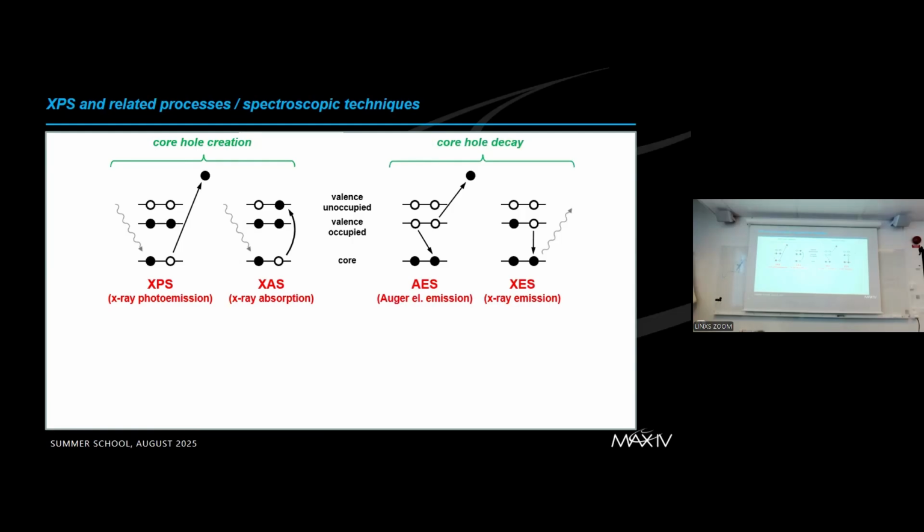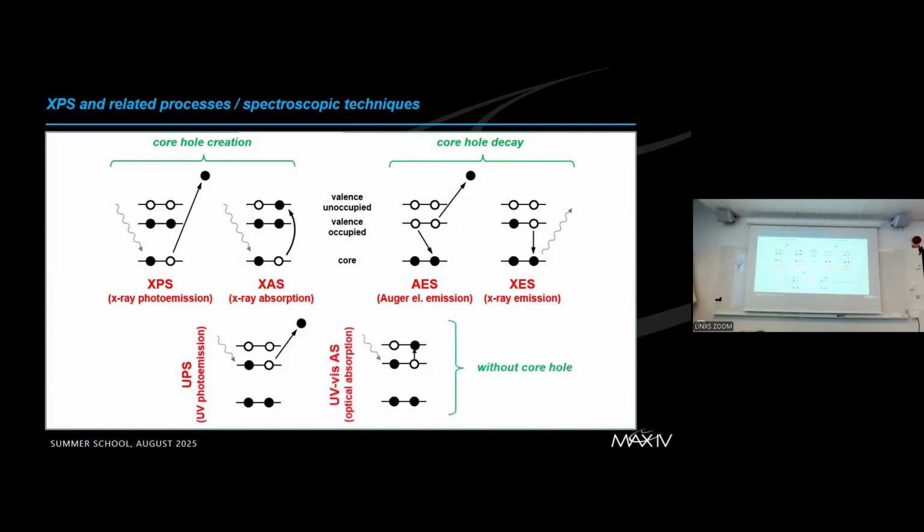Then, once the core hole is created, there are secondary processes of core hole decay. And there are two of them. Auger electron emission, when the core hole is filled and an Auger electron is flying out of the system. And there is X-ray emission, which is a photon-out process. The core hole is filled and the excess of energy is going out as an X-ray emission photon.